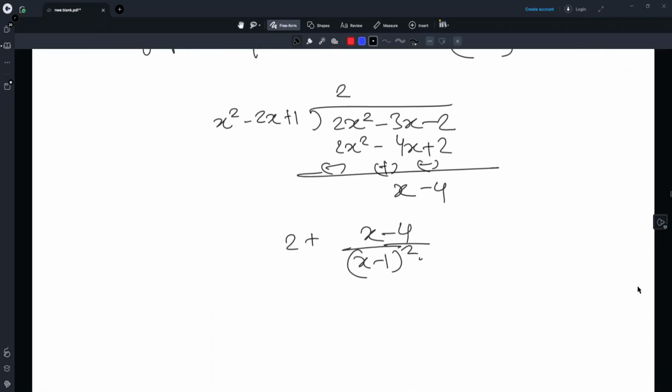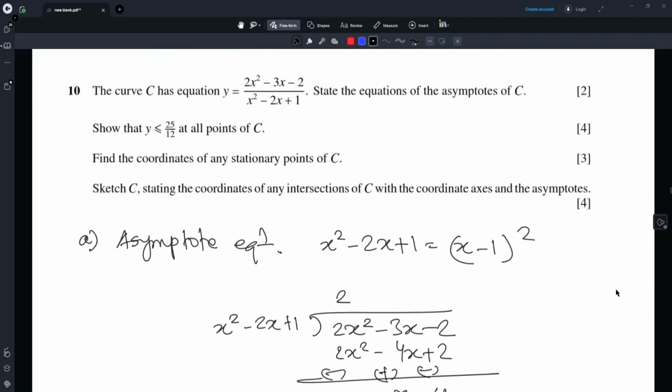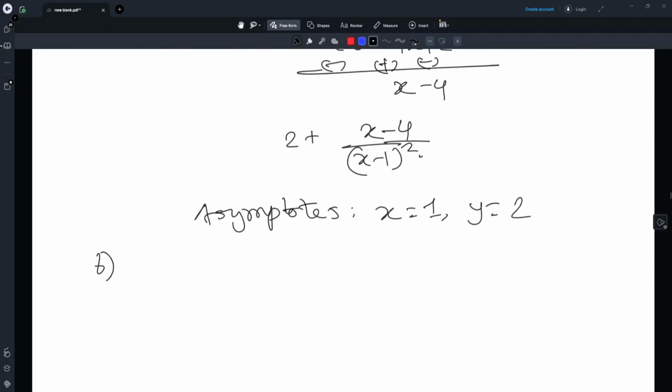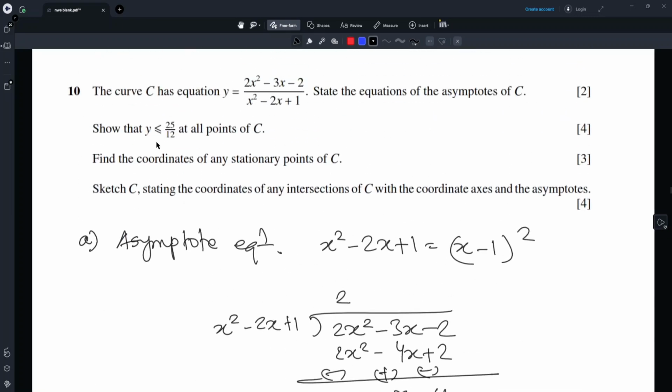So as a result, the asymptotes will be x equals 1 and y equals 2. I'll keep this in mind. Then in part B, show that y is less than or equal to 25 by 12. If I have to show an inequality on y, then I have to rewrite this equation in this way.